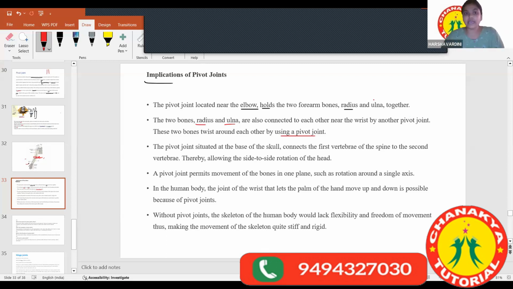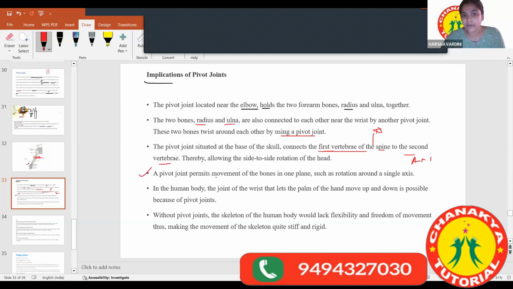Yes. The pivot joint situated at the base of the skull connects the first vertebra of the spine to the second vertebra of the spine. We have already seen this: atlas and axis, right? The first vertebra of the spine is called atlas and the second vertebra is called axis. They are basically connecting these two, the back of your body. It is also a pivot joint. So this is a very important point.